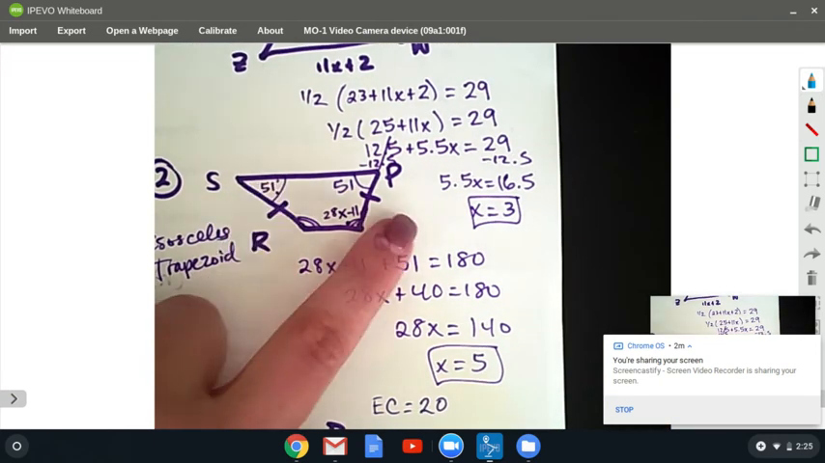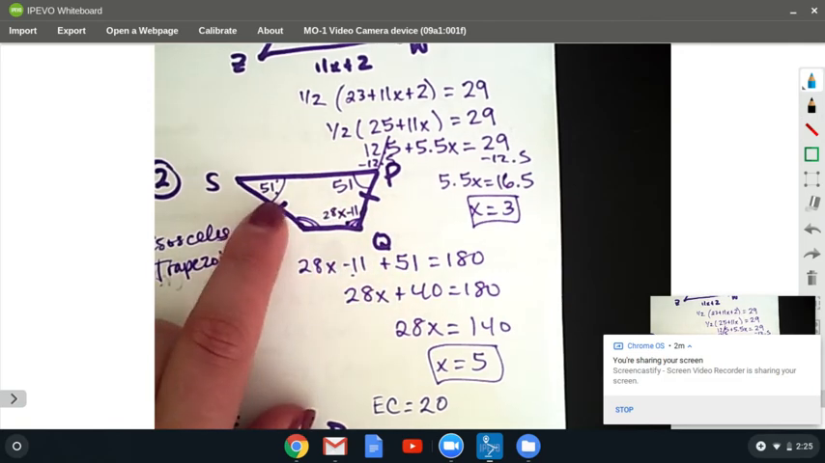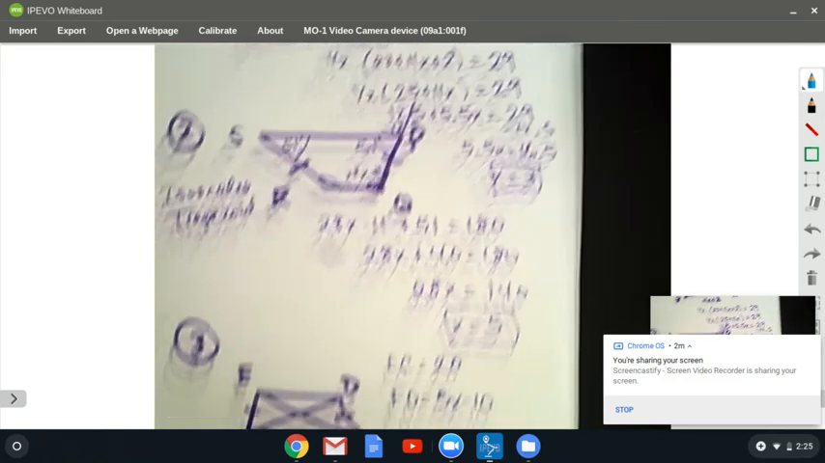Okay, so make sure you label things that are congruent. If you know they're congruent, go ahead and label them as that number.